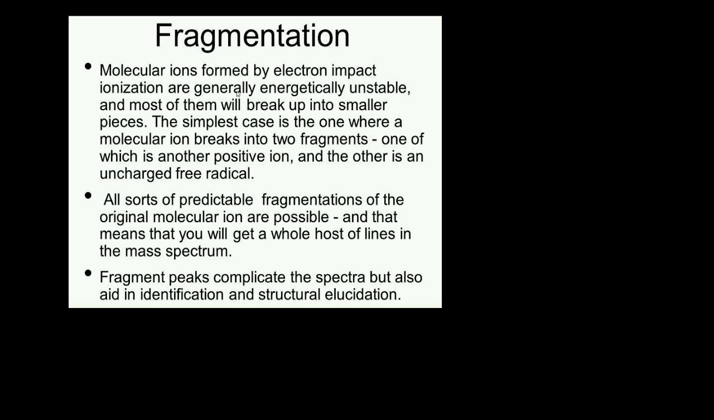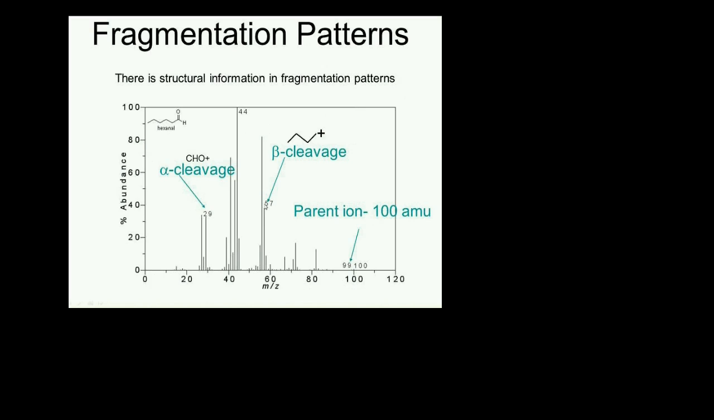There are all sorts of predictable fragmentation of molecules that are possible. And that means that sometimes you're hitting a molecule, and instead of getting a single ion, you get these multiple ions with different masses that show up in the spectrum. These multiple ions, which are called fragmentation peaks in the spectra, complicate the spectra, but me being an analytical chemist, I look at them as being there to help you because they facilitate the identification of species and also structural elucidation, if you want to know what a species is.